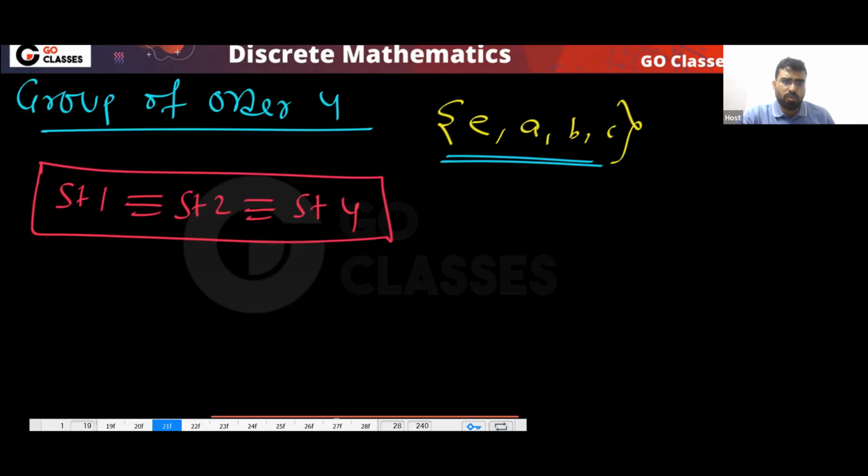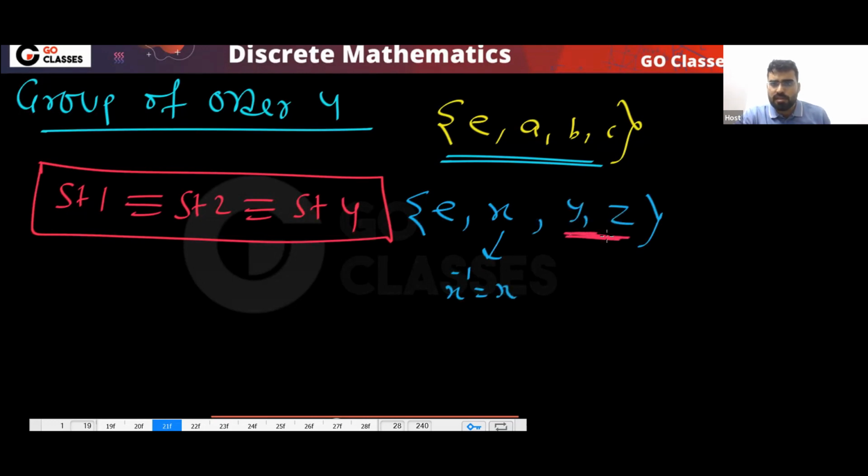These are actually isomorphic structures. In all these structures, what is happening? Can anyone tell me? In all these structures, there is an identity element, one element is inverse of itself, and the remaining two elements are inverse of each other, correct? This is your template. One template is this.